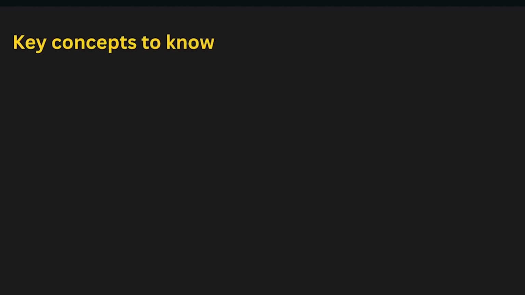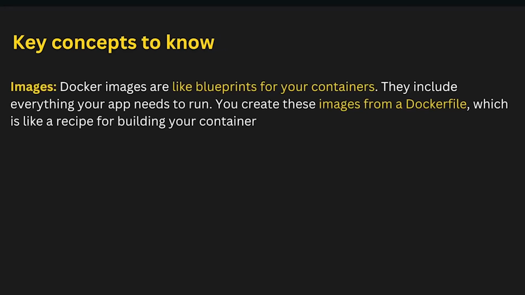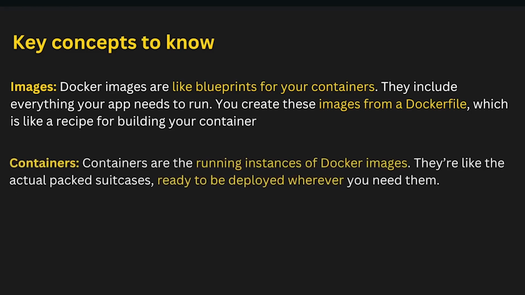Let's have a look at some key concepts to know. Docker images are like blueprints for your containers. They include everything your app needs to run. You create these images from a Dockerfile, which is like a recipe for building your container.